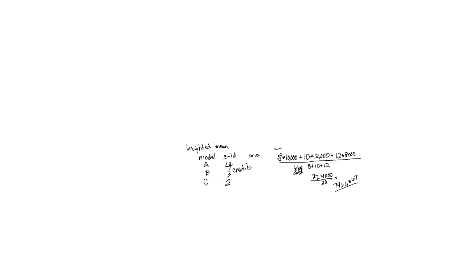So an A is like 4 points, and say you got 3 A's. A B is worth 3 points, and you got 2 B's. And a C is worth 2 credits, and you got, say, 1 C. So you would work it out that way.